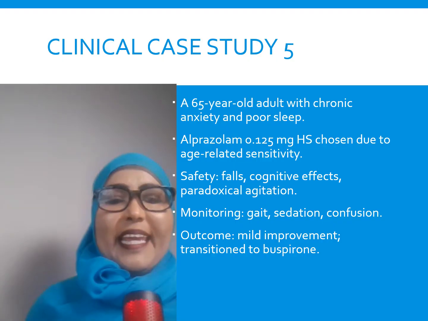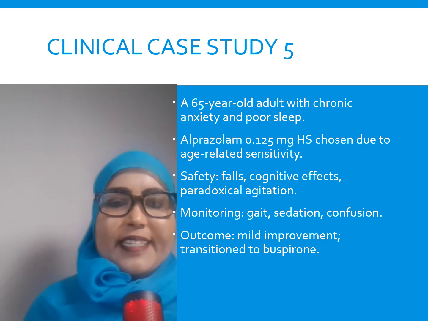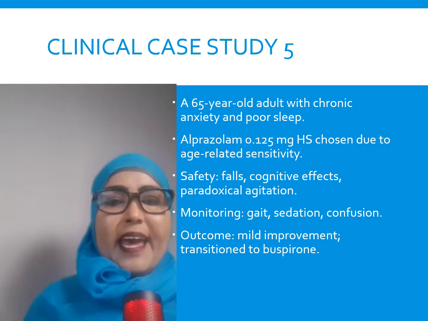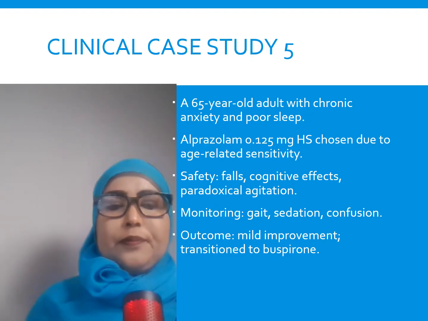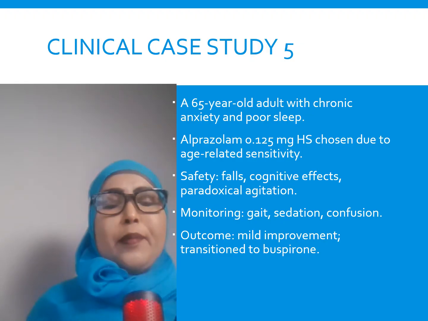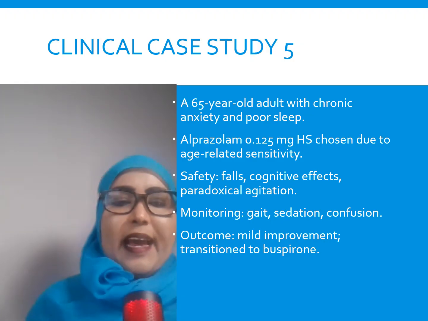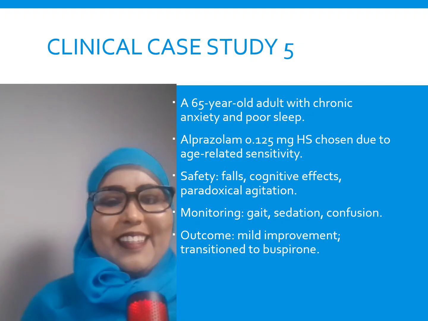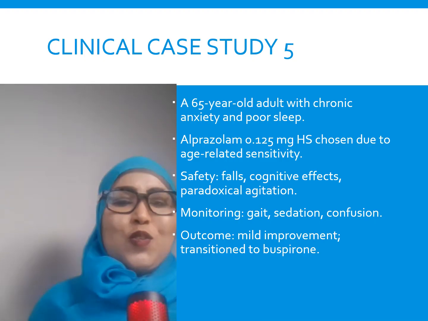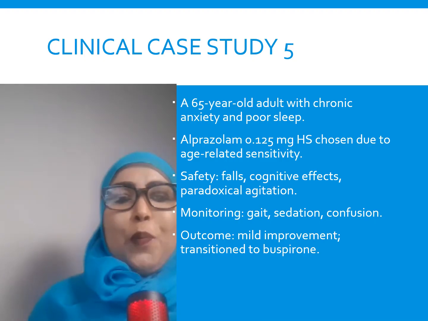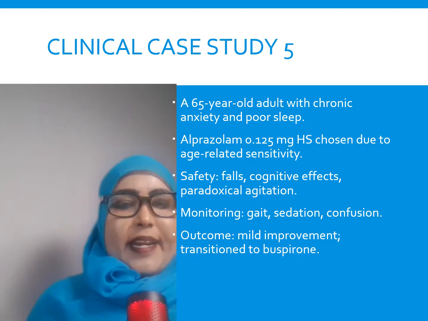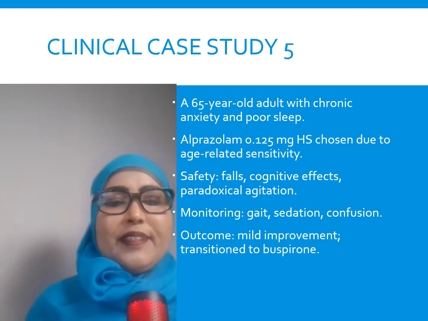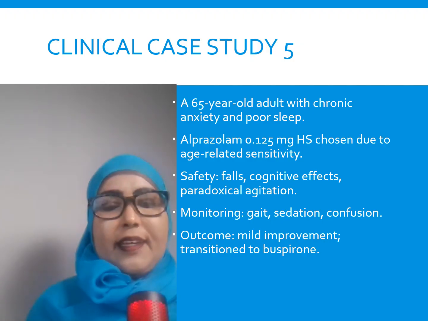Your fifth clinical case study is a 65-year-old adult with chronic anxiety and poor sleep. You choose Alprazolam at a lower dose because this is an older adult. I mean, this is almost a senior. And then you choose the dose 0.125 milligram at bedtime. And the reason you choose is the age-related sensitivity.